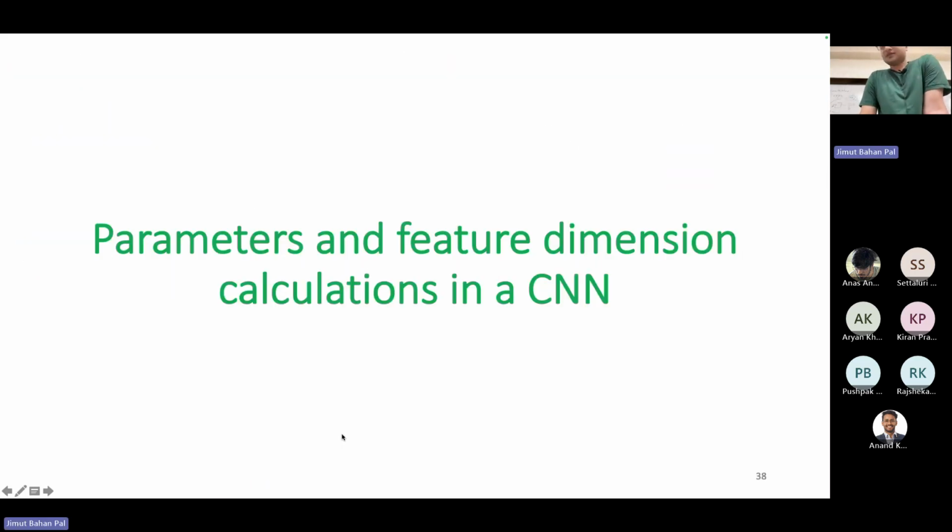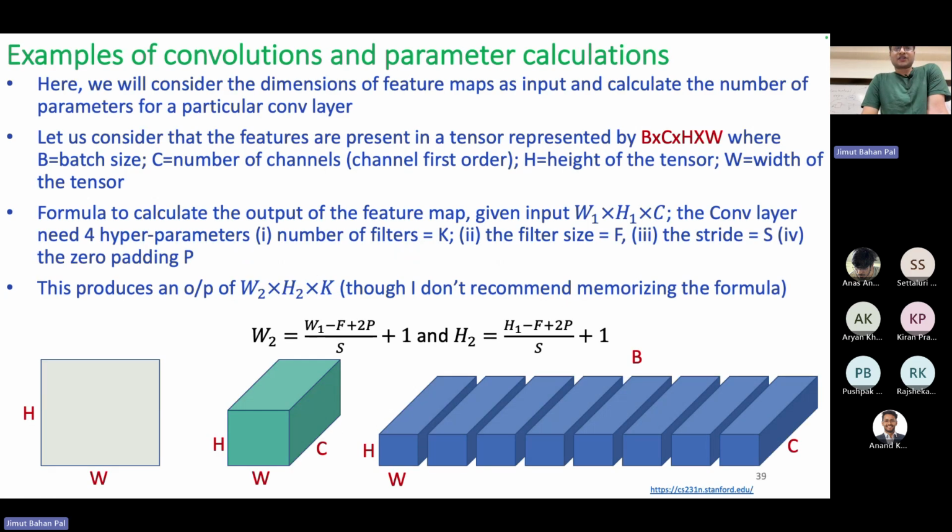Now the important part is parameter calculation and feature dimension calculation in CNNs. So we will consider the dimension of feature maps as input and calculate the number of parameters for a particular convolutional layer in these kinds of examples. In general, even in PyTorch, the feature map is represented as B cross C cross H cross W, where B is the batch size, C is the number of channels, H is the height of the tensor, and W is the width of the tensor.